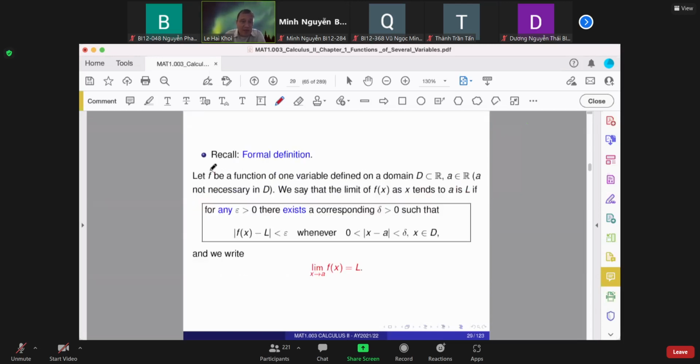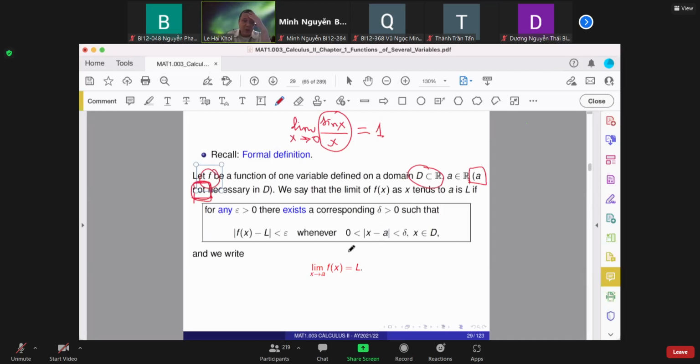What is that? A function you study in calculus 1 is a function of one variable with a domain D, and A is a point in R, not necessarily in D. So for example, if we talk about the limit of sine x over x when x tends to 0, 0 is not in the domain of this function, but we can consider the limit as x approaches 0, because you know that it exists and equals 1, right? But A is not necessarily in D.